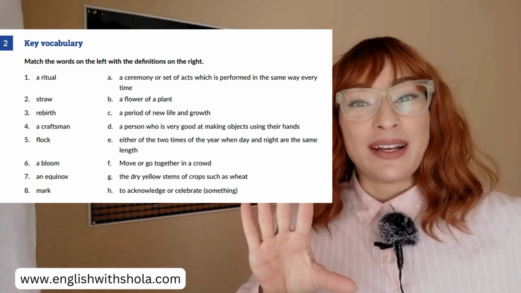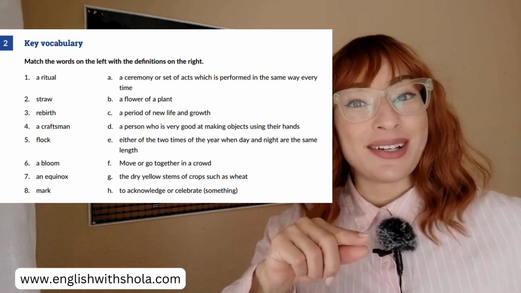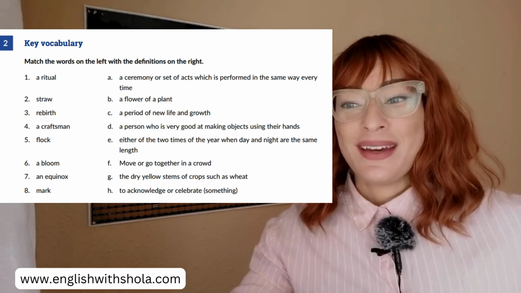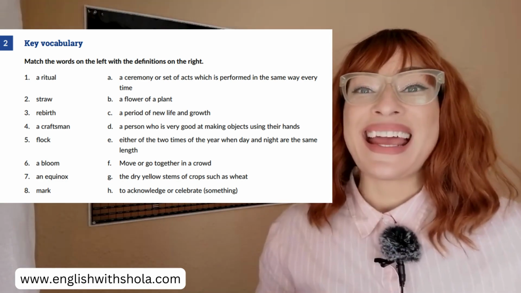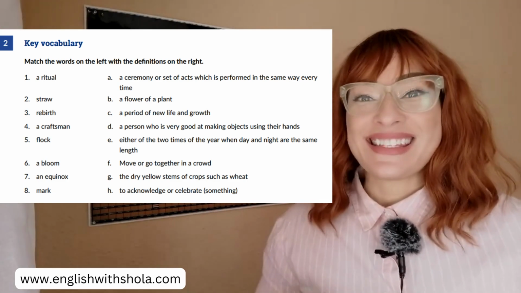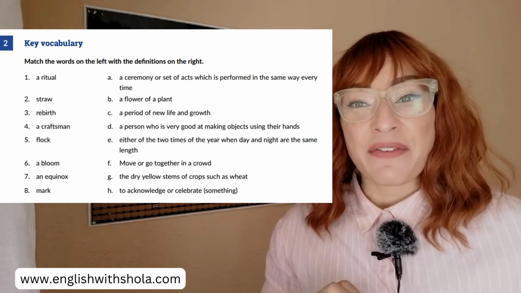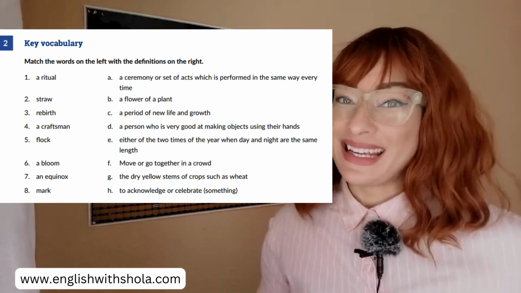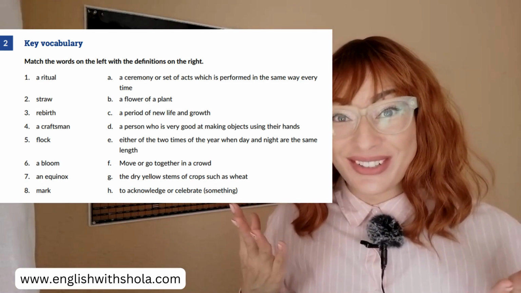So pause the video here, match the words to their meanings, and then unpause, and I'm going to tell you the answers. Okay, for exercise 2, vocabulary, the answers are number 1, A. Number 2, G. Number 3, C. Number 4, D. Number 5, F. Number 6, B. Number 7, E. And number 8, H. How did you do?